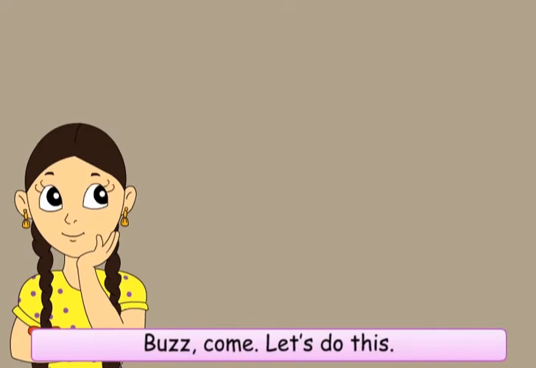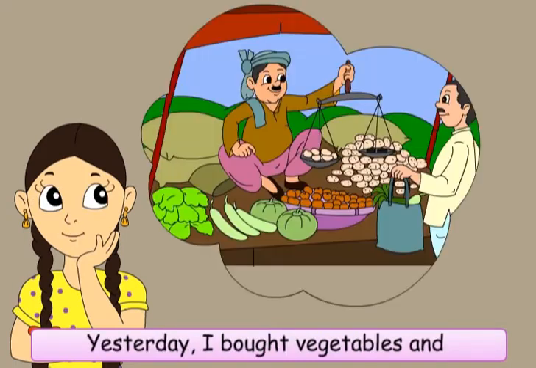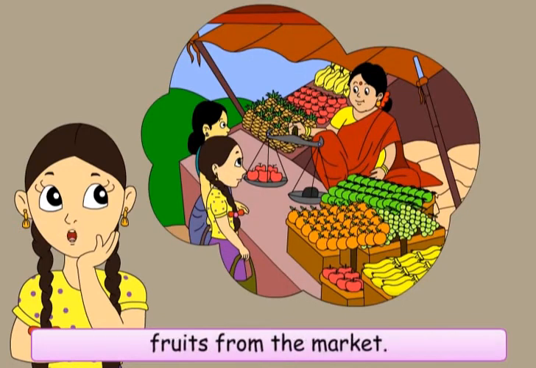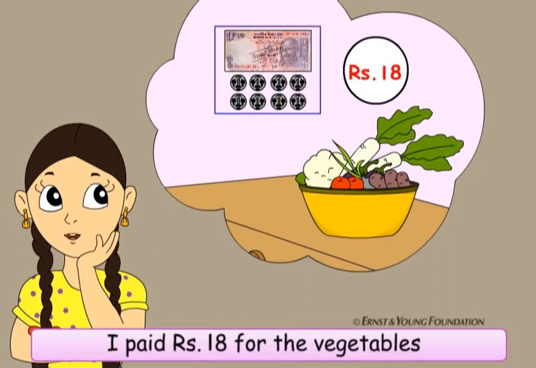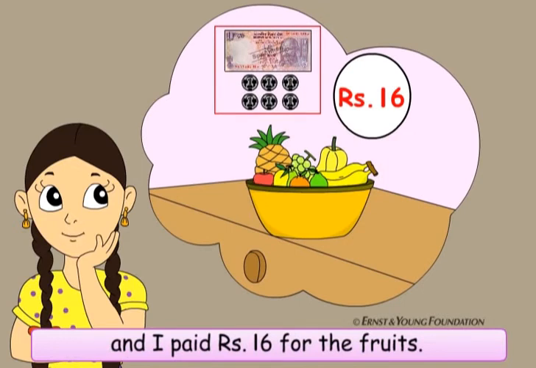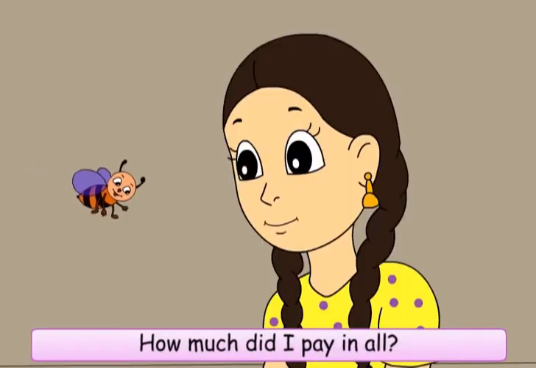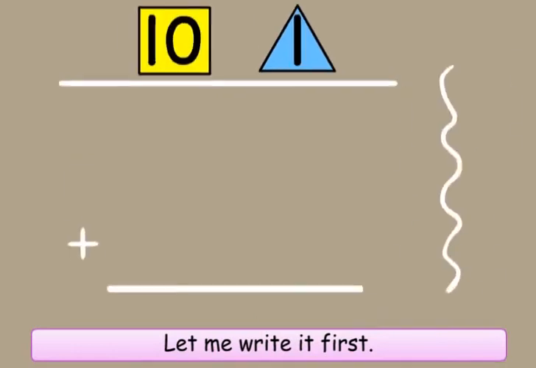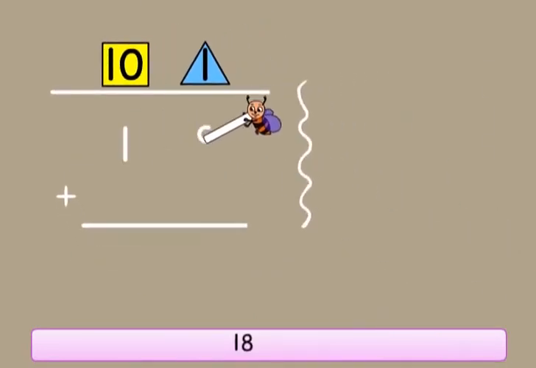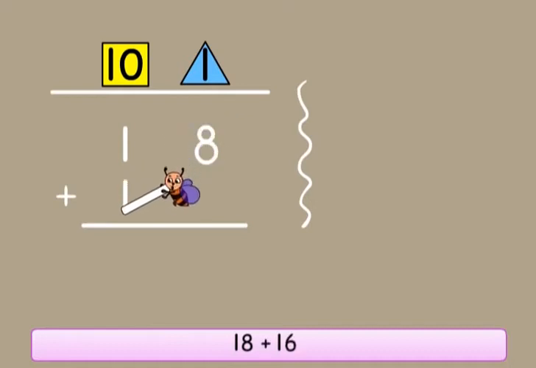Buzz, come, let's do this. Yesterday, I bought vegetables and fruits from the market. I paid 18 rupees for the vegetables and I paid 16 rupees for the fruits. How much did I pay in all? Okay, let me think. Let me write it first. 18 plus 16.